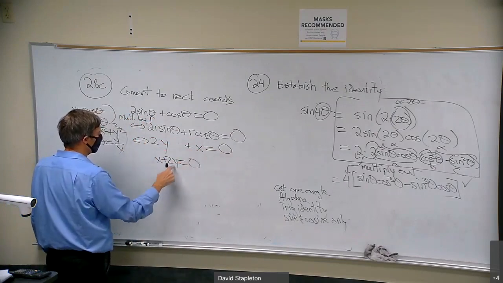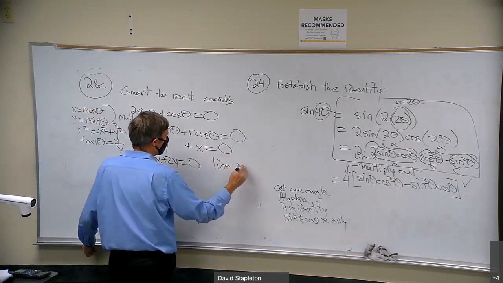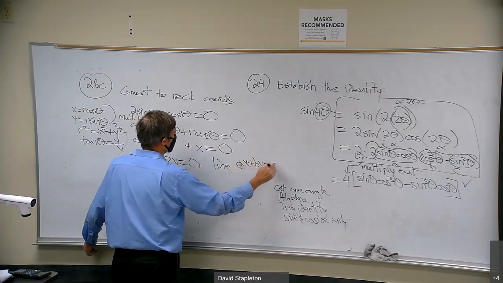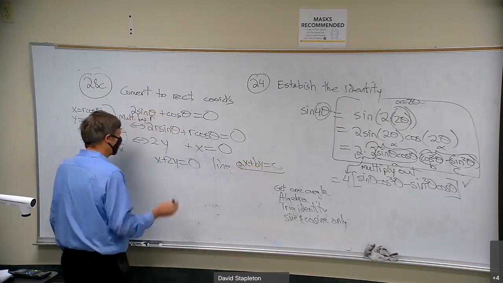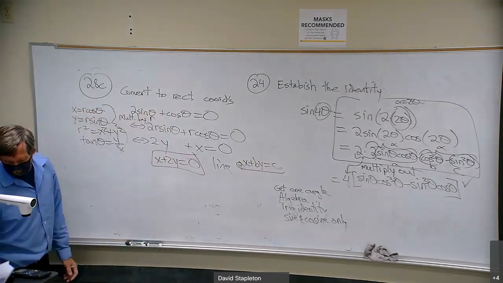This is ax plus by equals c. It's a line in general form, right? Ax plus by equals c with a and b not both 0 is the general form of a line. You can leave it like that. There it is converted. You can sketch it also. Did I say sketch on that one? I can't remember.